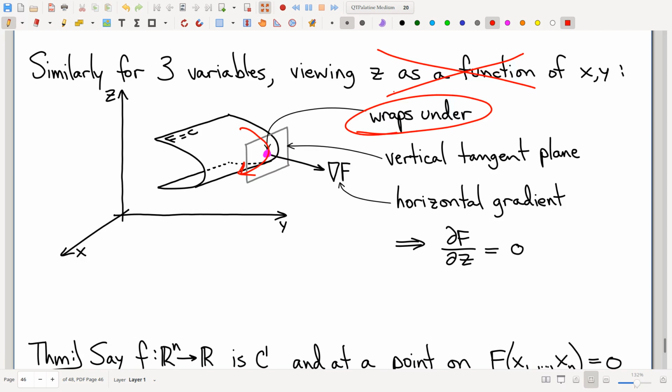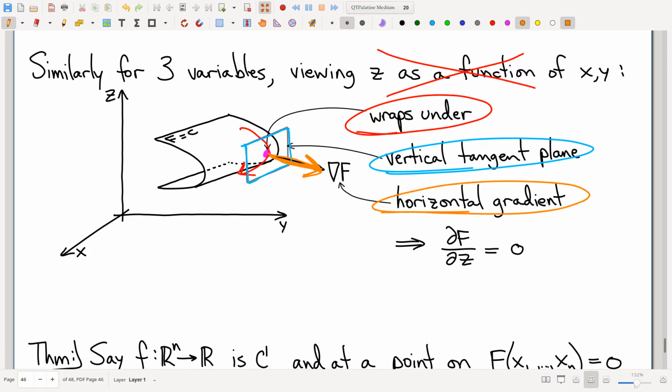And then we make this observation that, well, wrapping under would mean you have a vertical tangent plane. A vertical tangent plane would mean that you have a horizontal gradient. And a horizontal gradient, again, you write down the formula for the gradient, and what that would give you is the z partial would be 0. And then again, you can take the contrapositive. If the z partial is not 0, then there is no wrapping under, there's no problem.